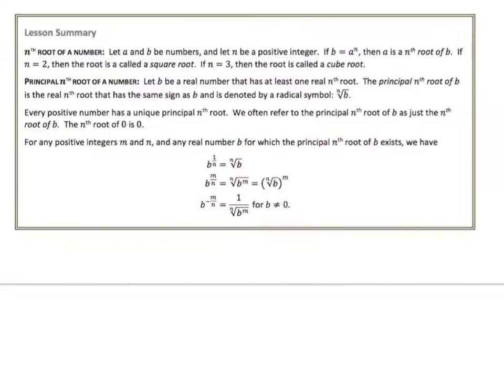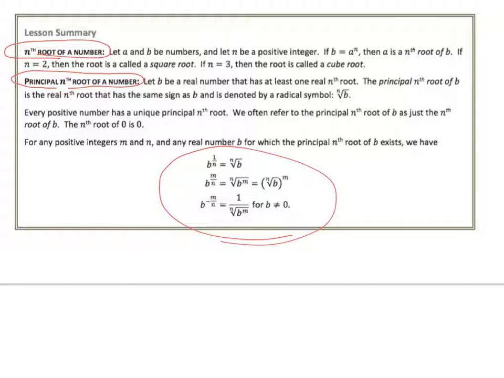Okay. And the closing is a summary of the rules we've gone over, what the nth root of a number means, principal nth root of a number. We sort of skimmed over, I guess I skimmed over it. Principal nth root of b is the real nth root that has the same sign as b and is denoted by the radical symbol b.